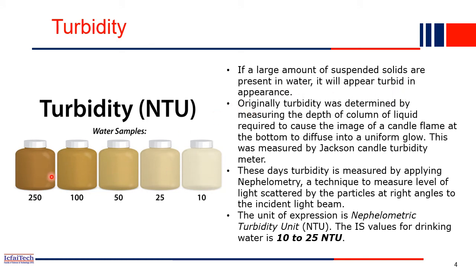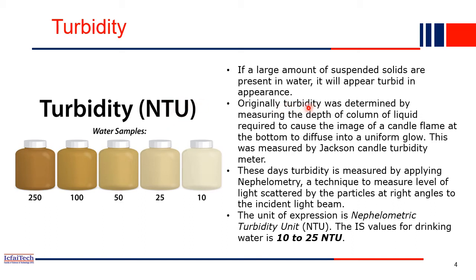So this is clean water, but if you mix mud into the water, the color will be something like that. That means more soil particles are present in the water, whereas this sample has fewer soil particles in it. So if a large amount of suspended solids is present in the water, it will appear turbid, and that's why the instrument is called a turbidity meter. In the instrument we can find it out, and the unit for turbidity is NTU, nephelometric turbidity unit.